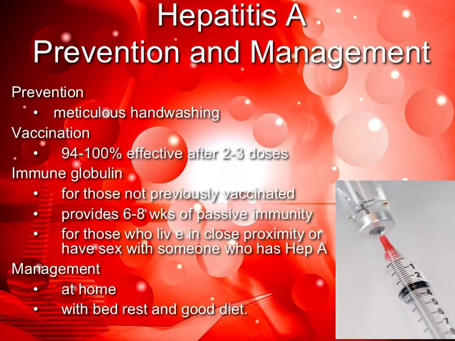Vaccination. Hep A vaccine was approved for use in 1995. It is 94 to 100% effective after 2 to 3 doses. It is believed to provide 6 to 7 years of protection against the infection. At this time, there is no country that recommends universal vaccination against Hep A, but it is a mandatory vaccination for infants in certain states in the U.S.